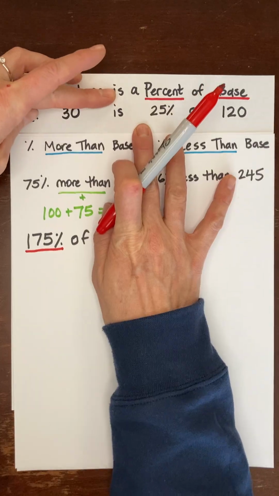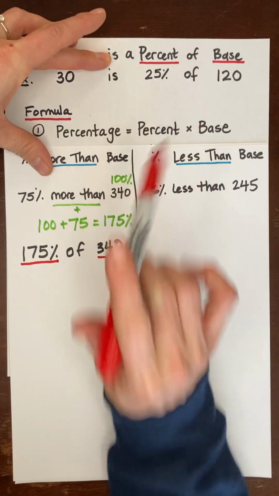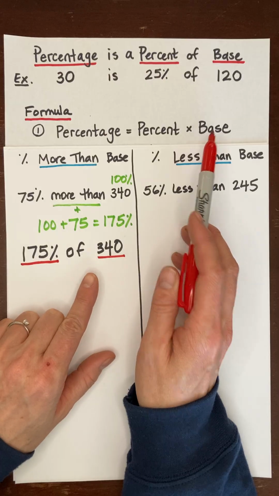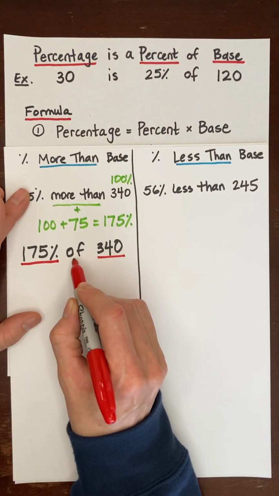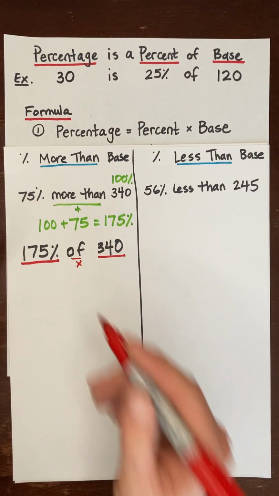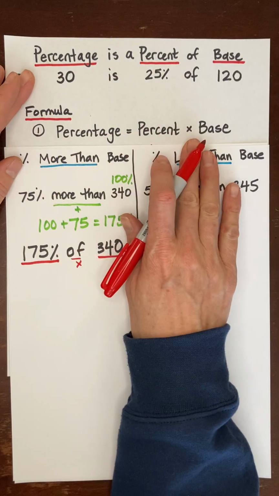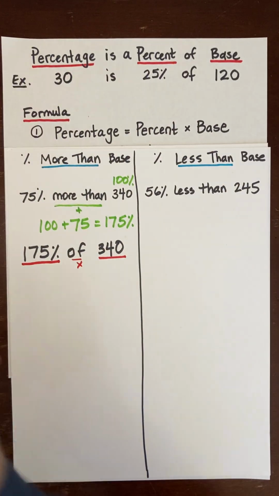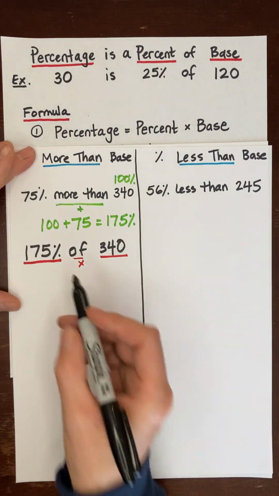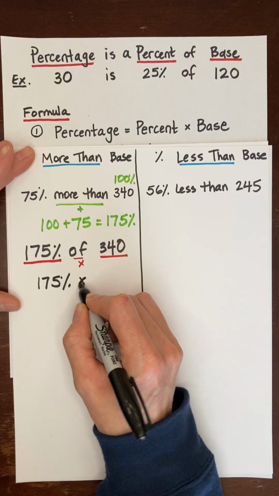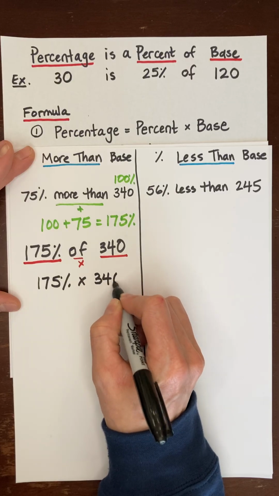So I have some formula here that I can use. Percentage equals my percent times my base. A shortcut to this is to know that the word of actually tells us to do multiplication, but if you don't know that, that's okay. Just use this formula, percent times the base. So this tells me to do 175% times 340.